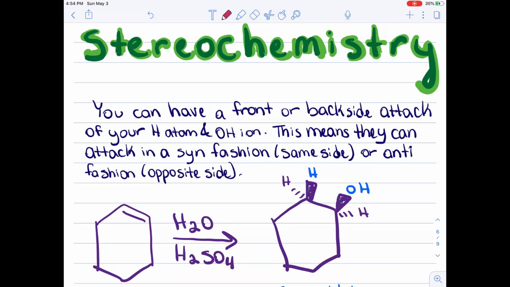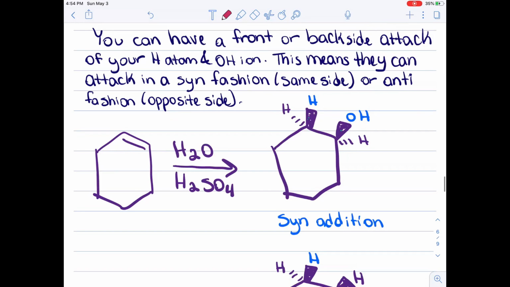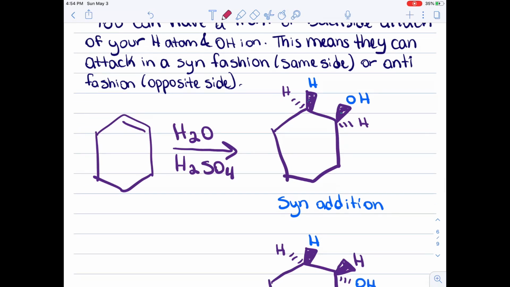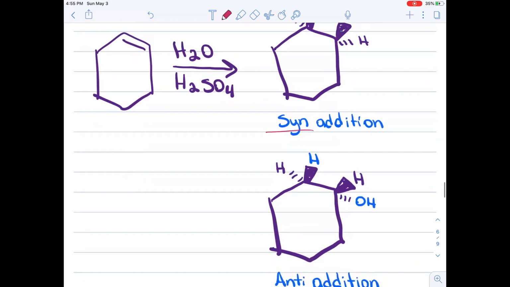Let's talk about the stereochemistry behind this reaction. You could have a front or backside attack with your hydrogen and your alcohol group. If it attacks on the same side, you'll have a syn addition. So your hydrogen does a front side attack and your alcohol group also does a front side attack.